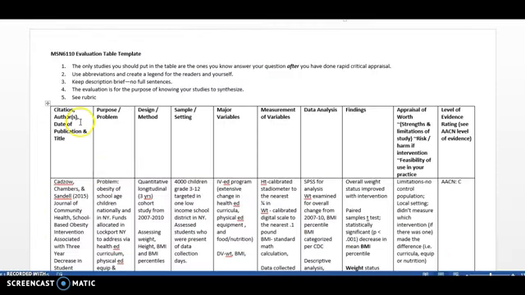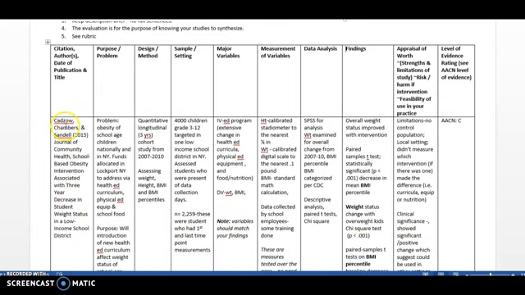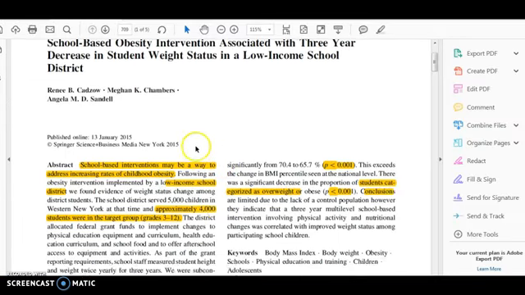So with your evidence table, the first column here is just a cut and paste. Put your authors in, no initials, the year, the name of the journal, and then the title of the article as well. Okay, so I want to go through the article till I get to, say, here. So we're going to go through and talk about this.